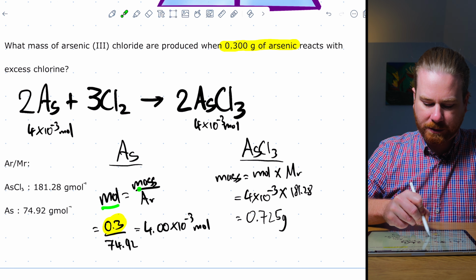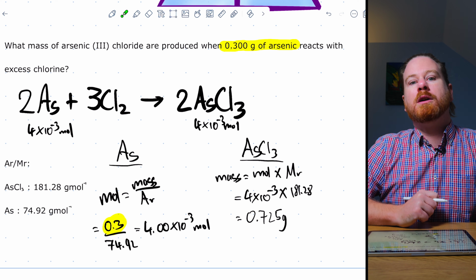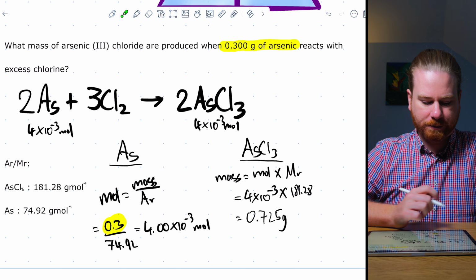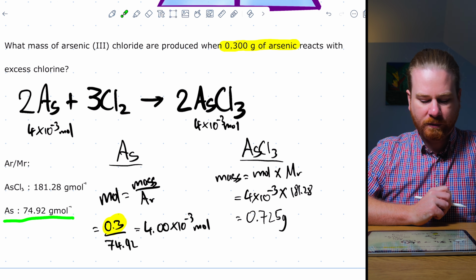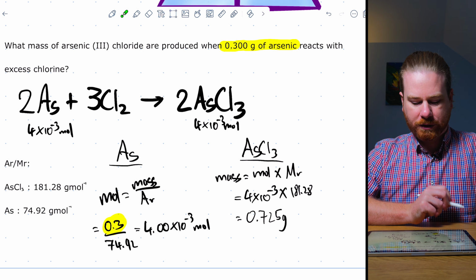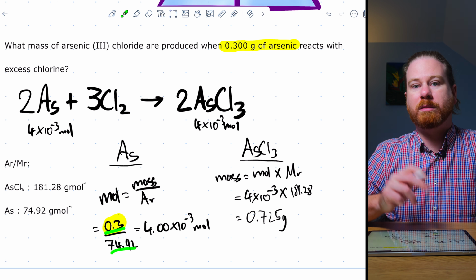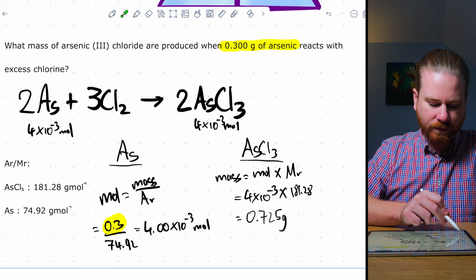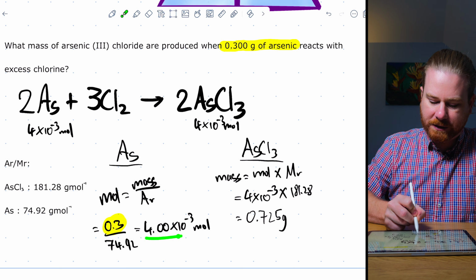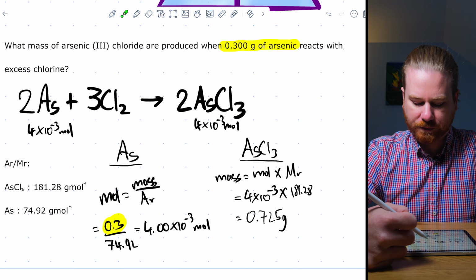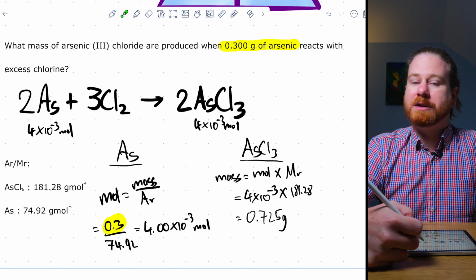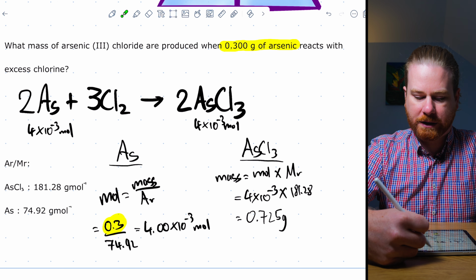So moles is mass divided by relative atomic mass. And I've got the numbers over here just to help us out. So from your question, you get 0.3, and you're just dividing it by its atomic mass, 74.92, and then this is giving us our answer. So that's 4.00 times 10 to the power of -3.